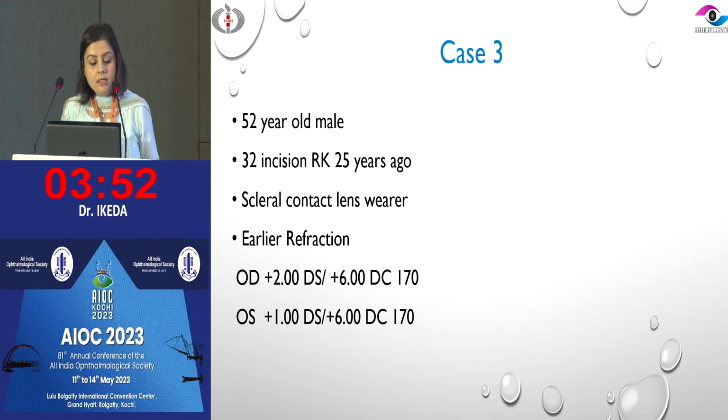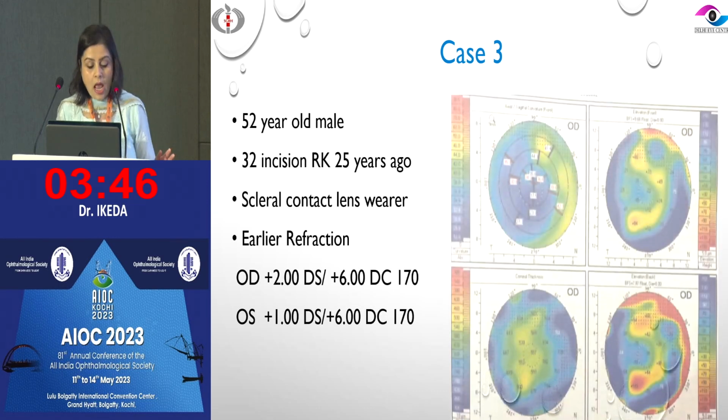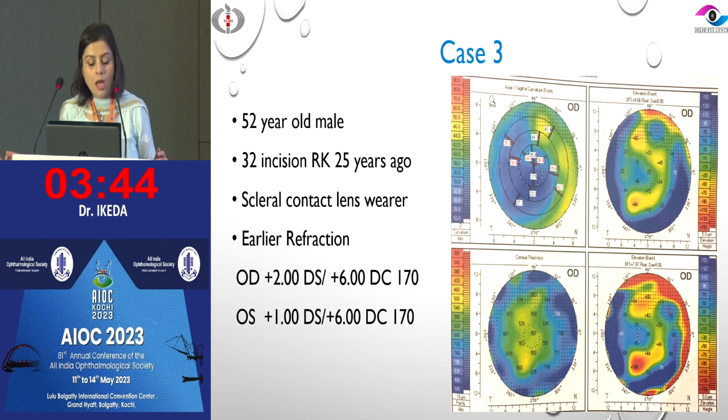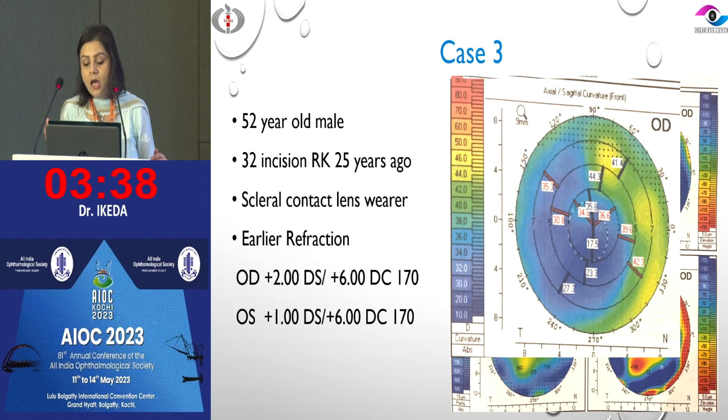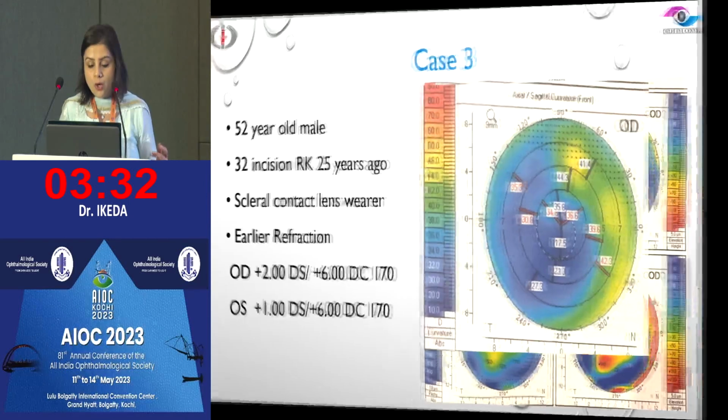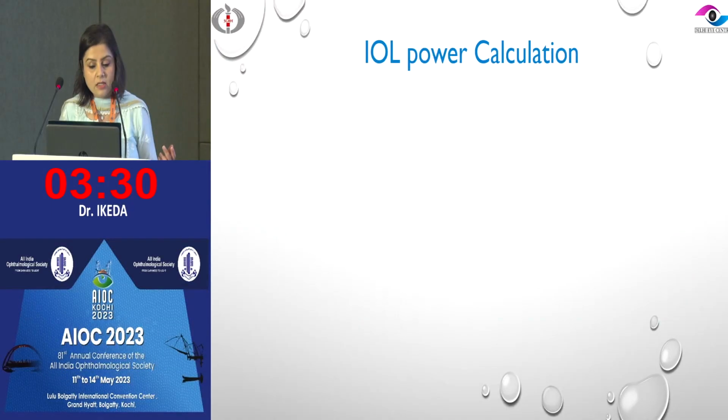Now, a third case here is a patient who has undergone a 32-incision RK. He's a scleral contact lens wearer, and his earlier refraction is still hyperopic with a significant amount of astigmatism. When we look at the keratometry here, we can see how flat and irregular this cornea is. So definitely this is not an ideal case for us to plan a toric IOL. He's already a scleral contact lens wearer.